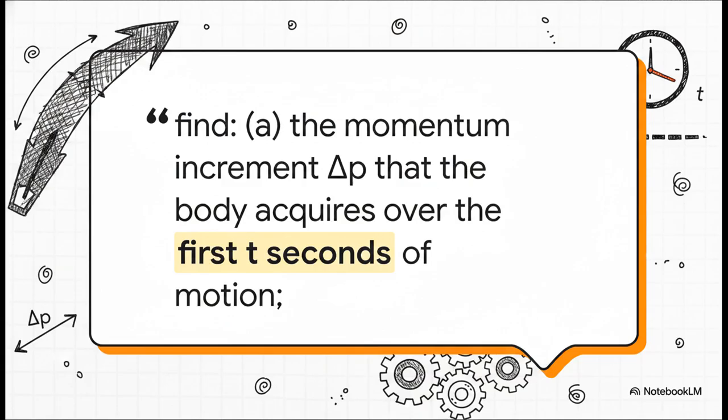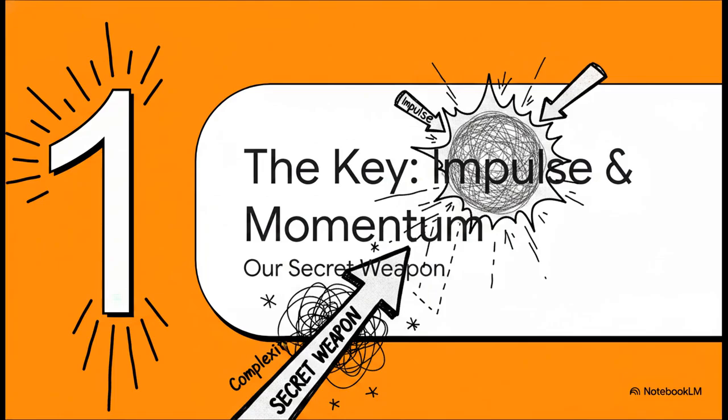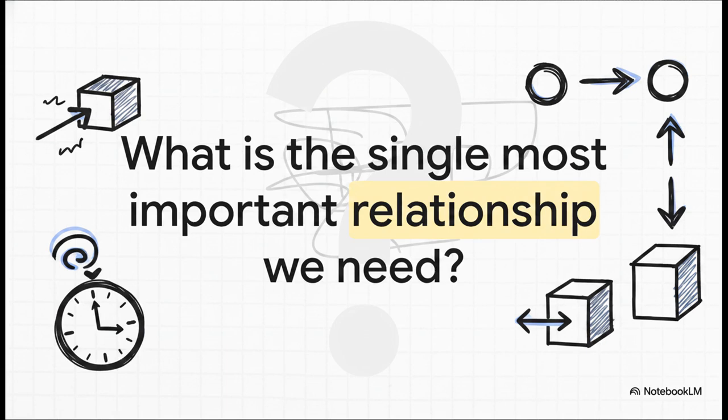We can solve this whole thing by focusing on just one core idea. And that key, the thing that unlocks this whole problem, is the relationship between impulse and momentum. Seriously, forget about calculating the object's final velocity for now. This connection is our secret weapon. It's going to let us bypass all the difficult steps. So let's really think about that. When a physics problem specifically asks for a change in momentum, what concept should immediately pop into your head?